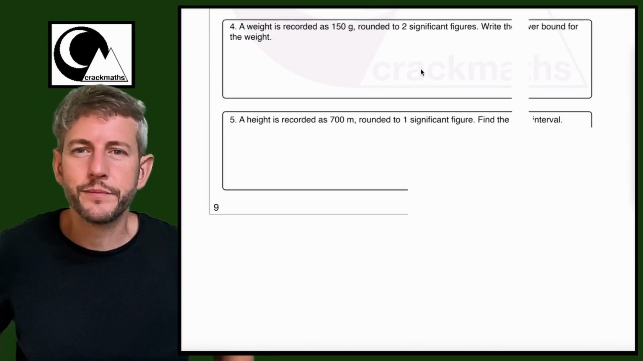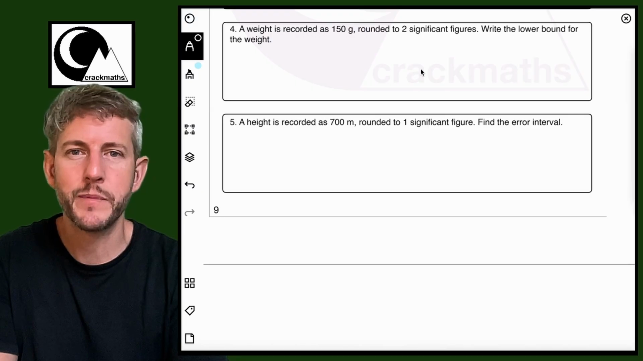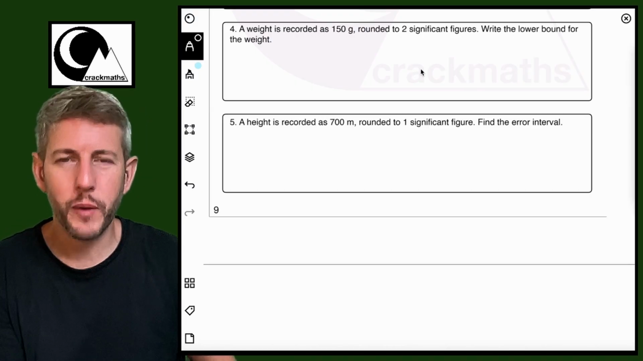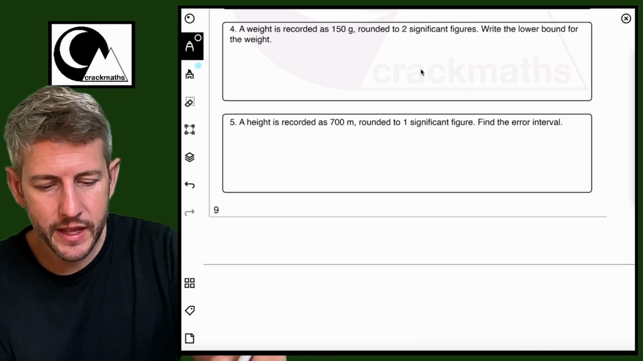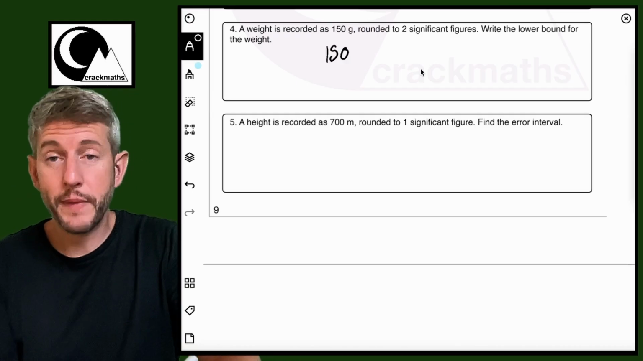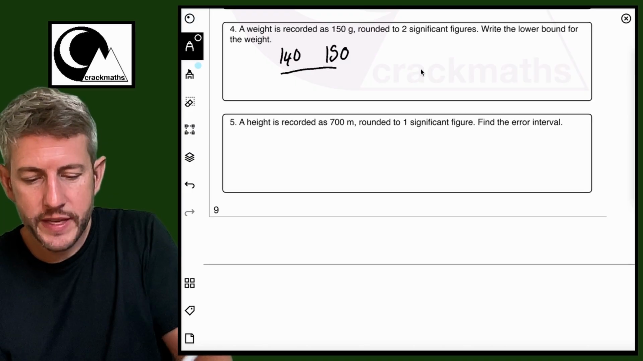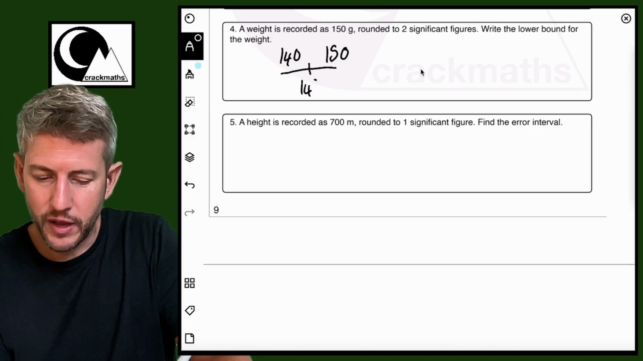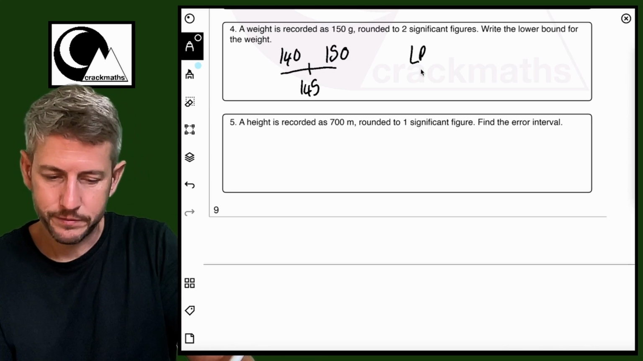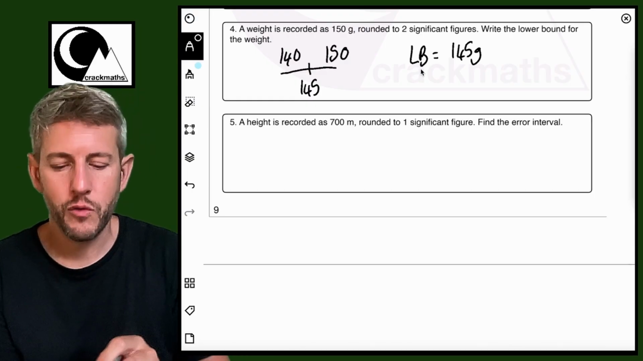Right, question 4. A weight is recorded as 150 grams rounded to 2 significant figures. Write the lower bound for the weight. So what we've got here is, if it was 150 to 2 significant figures, the one below that would be 140. Okay, so the midpoint between these two is 145. So the lower bound for the weight equals 145 grams.